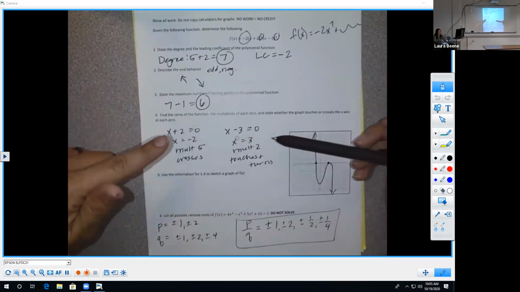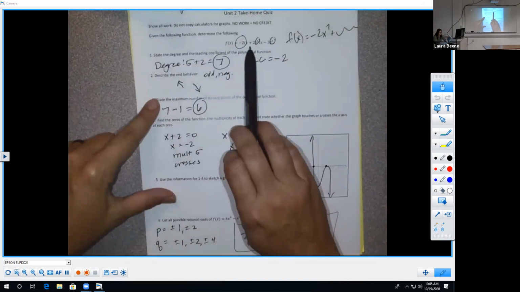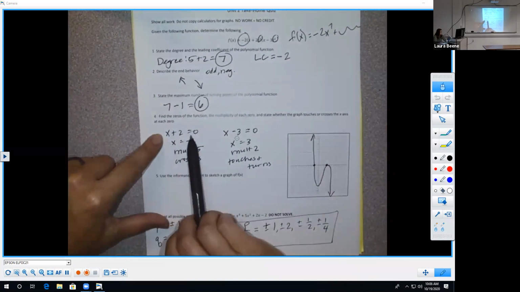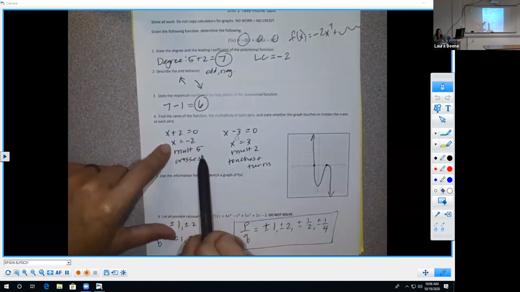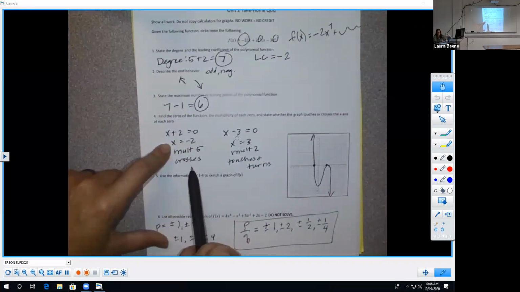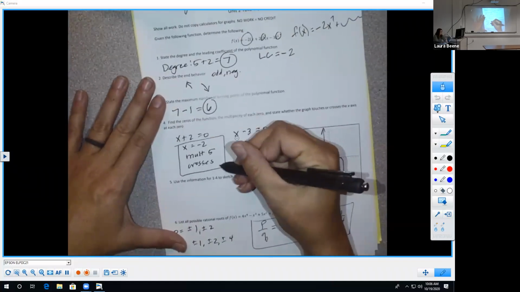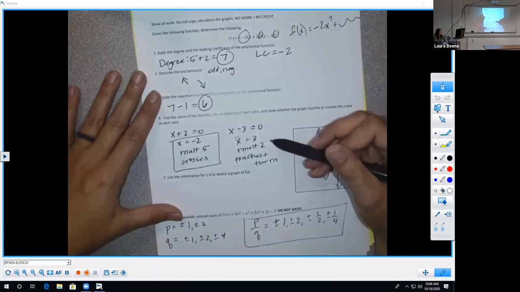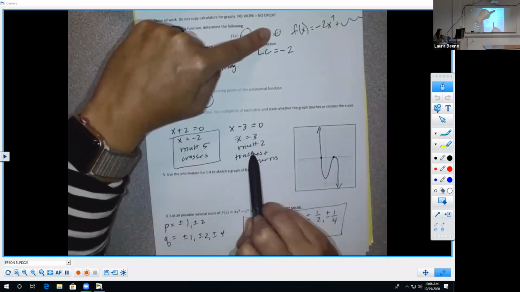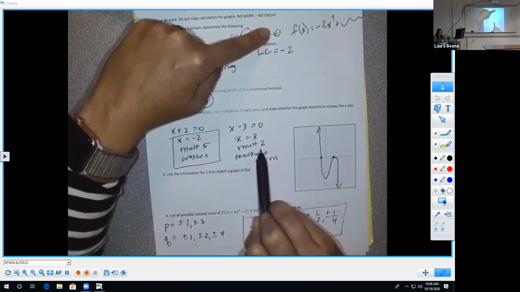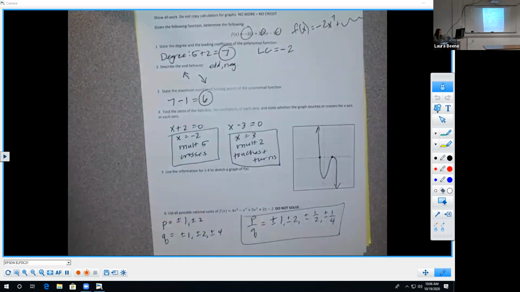The next thing is: what are the zeros, the multiplicity, and how does it affect the graph? For this x plus 2 to the 5th power, I did x plus 2 equals 0 and got x equals negative 2. It has a multiplicity of 5. 5 is an odd number, so that means it crosses the x-axis at this zero. You had to have all three of those things for that zero. Over here, x minus 3 is to the 2nd power, so you got x equals 3 with a multiplicity of 2, which is an even number, so it touches and turns at that zero.